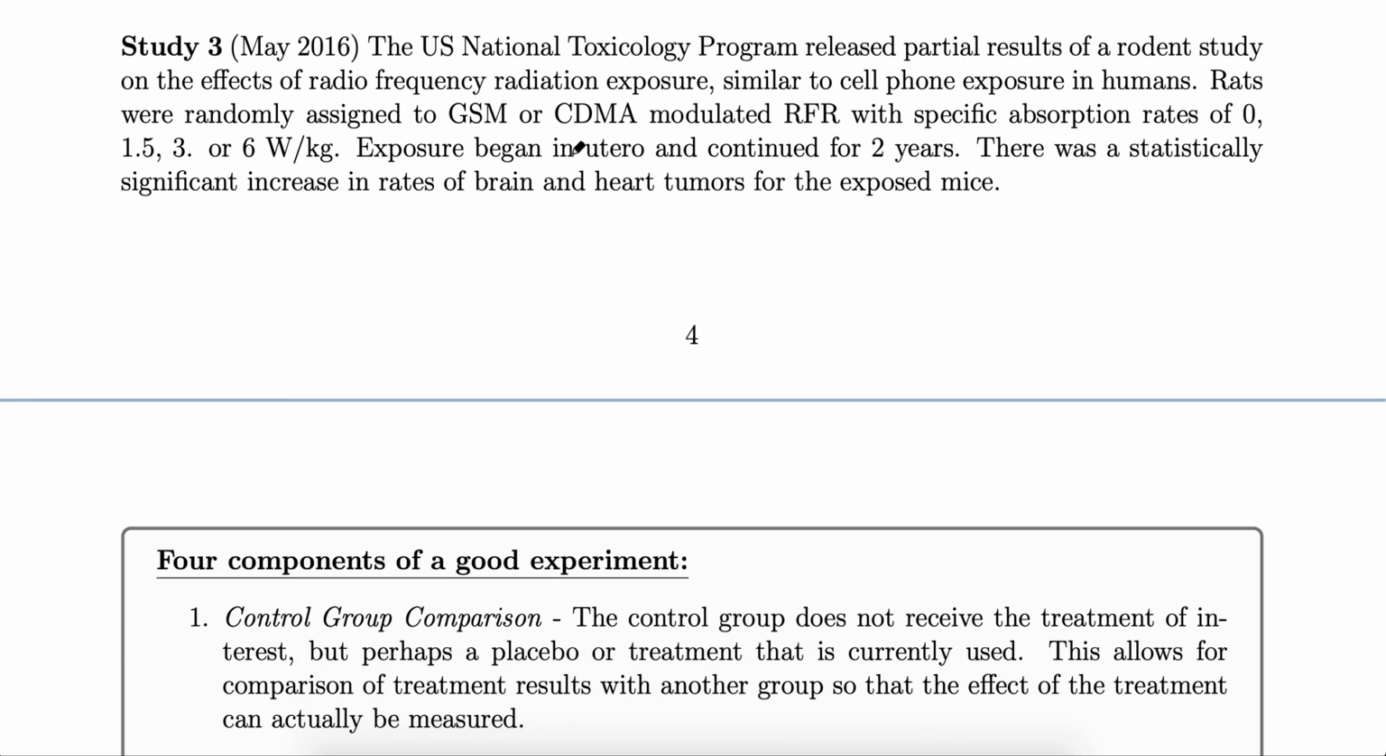Our last example here is somewhat recent, 2016, looking at the National Toxicology Program on a rodent study. They're basically looking at cell phone exposure and tumors. So doing this in rats, the rats were randomly assigned to 2 different RFR with absorption rates of 0, 1.5, 3 or 6 watts per kilogram. And the exposure began in the womb and continued for 2 years. And they showed a statistically significant increase in rates of brain and heart tumors for those that were exposed.